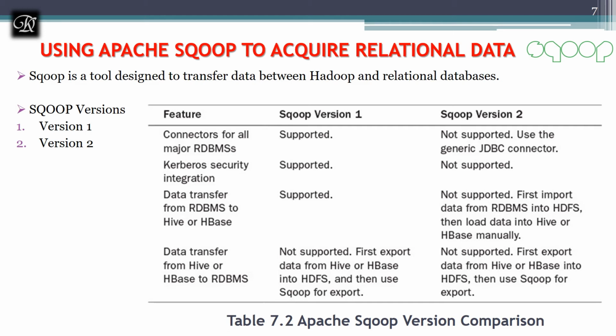So Sqoop comes with some features as we have discussed here. One is parallel import and export. Yes, it supports importing results of SQL queries. It supports connectors for all the major RDBMS databases. If it is version 1, it supports JDBC and ODBC connectors.